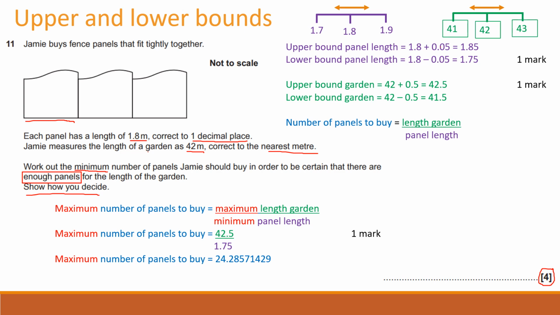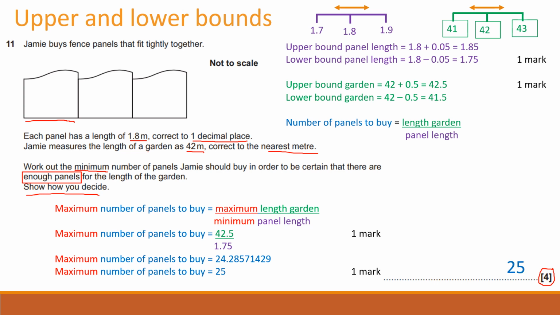24.28571429. Now I've got to decide what the maximum number of panels is. Now normally when we round, we would say that would round to 24. Okay, so the 0.2 would round down, leaving me with 24 panels. But I want to know the maximum number of panels. Now if I only bought 24 panels and I needed 24.2 of a panel, have we got enough panels? No, we don't. So what we actually have to do is we need to round this 24 up to give me 25 for 1 mark. So this will give me the 4 marks that we need for the question.